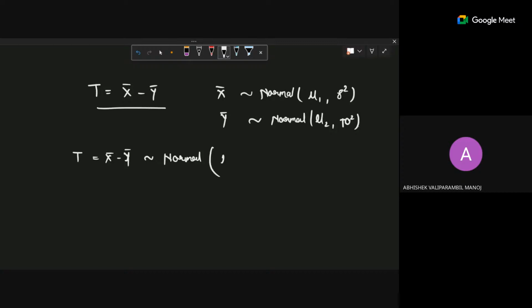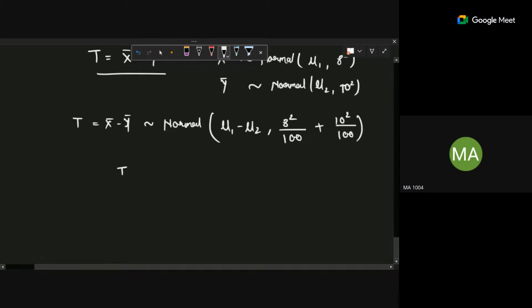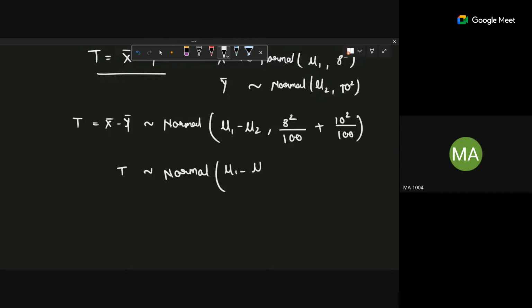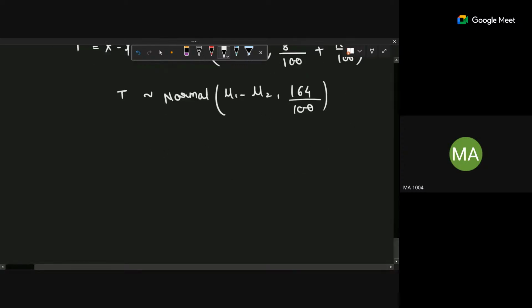And what will be their mean and variance? Mu1 minus mu2, and sigma 1 square divided by n plus sigma 2 square divided by n. N is given to us, right? 100. And this is 10 square by 100. So this is nothing but 164 divided by 100, that is our sigma square.